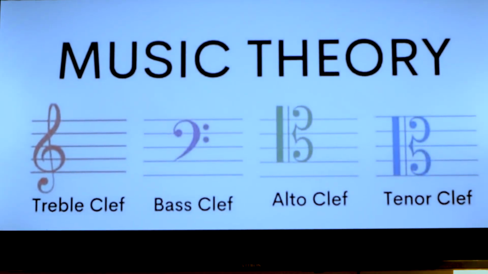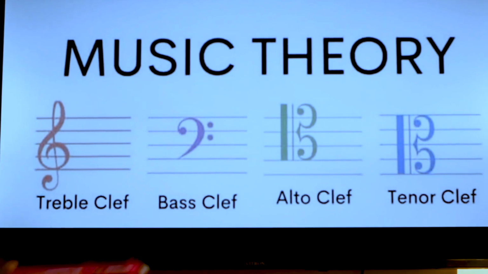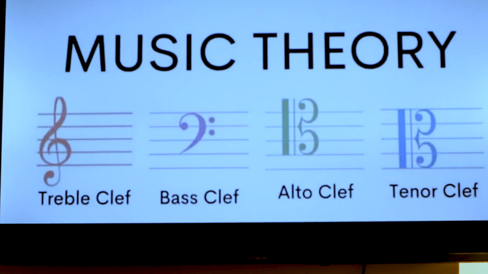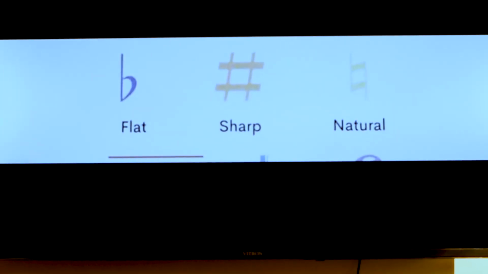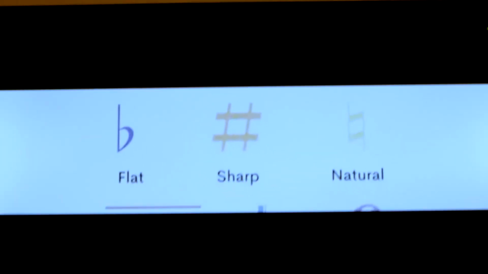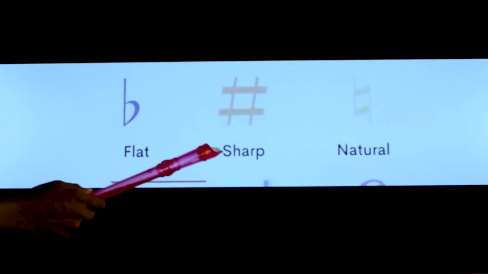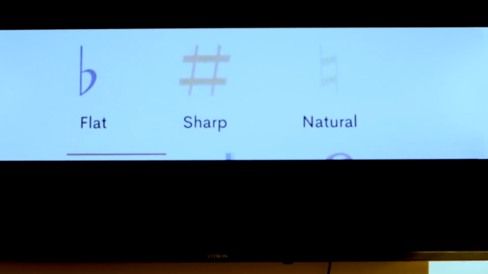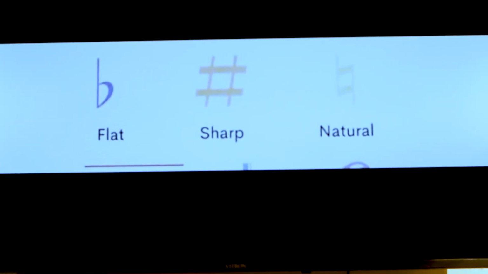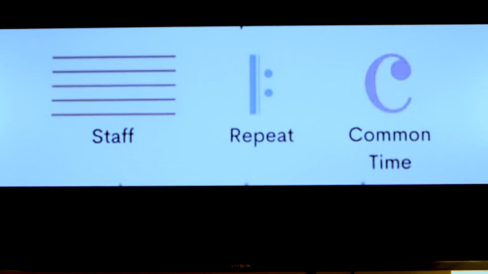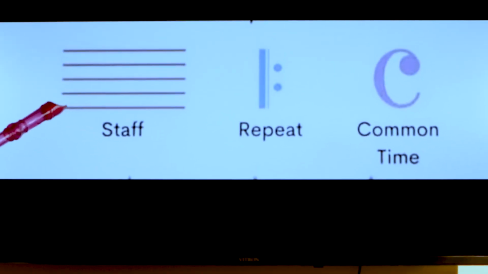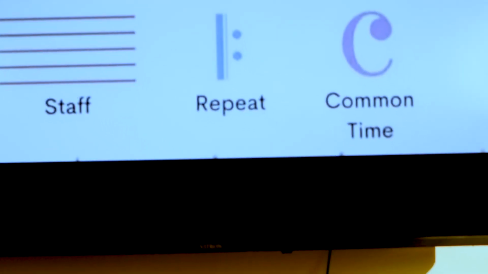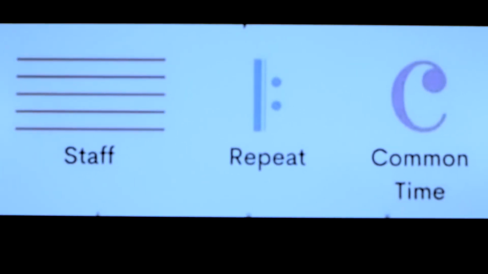Musical symbol number 1, we said we have a treble clef, a bass clef, an alto clef, and a tenor clef. This is how they look. Then we come to the next one. We talked about accidentals. We said this is a flat, which lowers the note by half the value. This is a sharp, which raises the note by half the value. Then this is a natural, which returns the note to normal if it is affected by these 2. Then I came to these symbols. We say this is a staff, which comprises 5 lines and 4 spaces. Then a repeat, which tells you to go back to the beginning. And we have common time, which is also known as a breve.